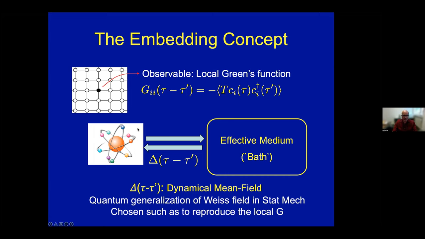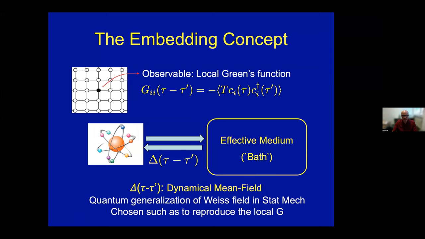And then this process of exchanging electrons between my embedded atom and the effective medium is parametrized by the dynamical mean field, which is really a quantum mechanical amplitude, a function of energy or time, to take an electron from here and put it in the bath, or the converse process. And you can think of this dynamical mean field delta as a quantum mechanical generalization of the Weiss field in statistical mechanics. So in statistical mechanics, we would have a spin which is coupled to the bath by just the action of a Weiss field, which is just a number or a vector. But here, the concept is generalized to a full function, which depends on energy or time.